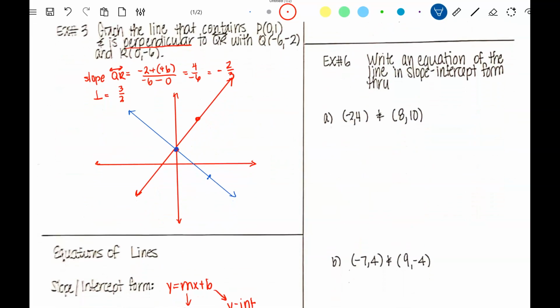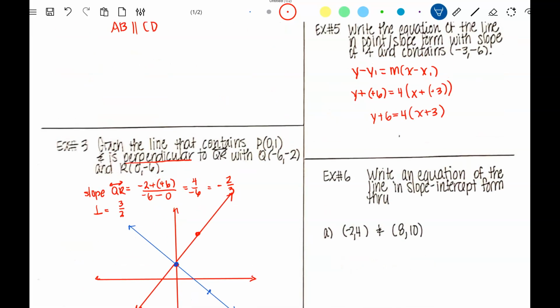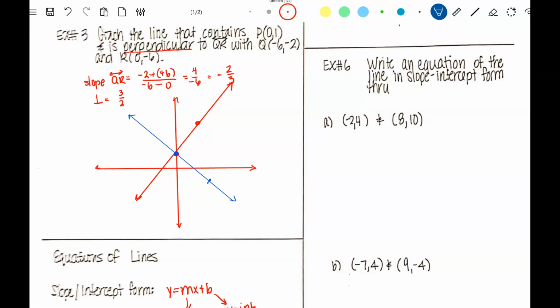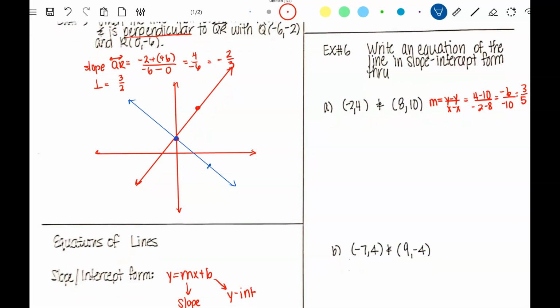Number 6 says write an equation of the line in slope-intercept form through these 2 points. Okay, so we're going to start off in point-slope form, but remember in both of those I need m, I need the slope, so I'm going to find the slope first. Remember that's y minus y over x minus x. So 4 minus 10 over -2 minus 8. 4 minus 10 is -6. -2 minus 8 is -10. When I reduce that, I get positive 3/5.